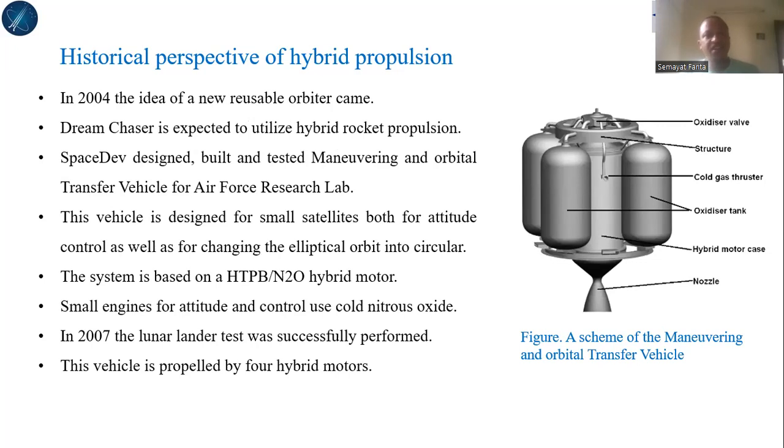Okay, so on that, SpaceDev designed, this is the scientist who designed, built and tested the maneuvering and orbit transfer vehicle for Air Force laboratory purposes. So this vehicle is designed for small satellites, both for attitude control as well as for changing the elliptical orbit into circular. So for that purpose, he designed this hybrid propellant system.